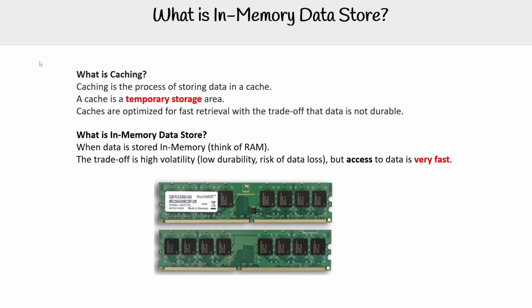An in-memory data store is where data is stored in memory, so think of RAM. The trade-off of storing data in something like RAM is that it has high volatility, meaning that it's low durability. There's a risk of data loss, but access to the data is very, very fast. So often, caches are stored in memory. They don't have to be, but if you want them to be fast, that's where they're normally going to be.